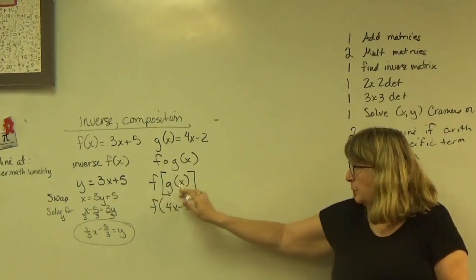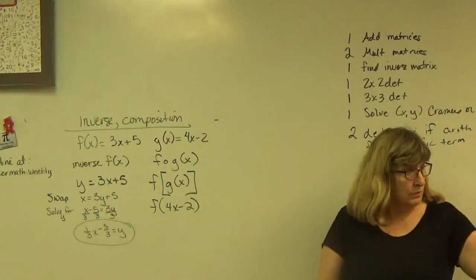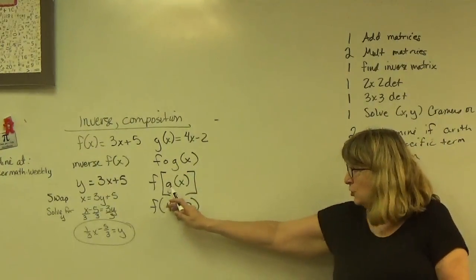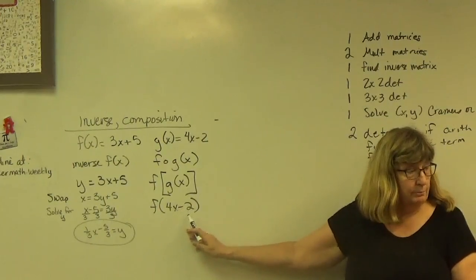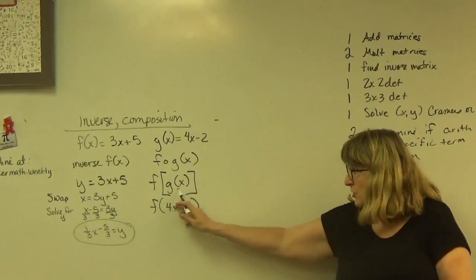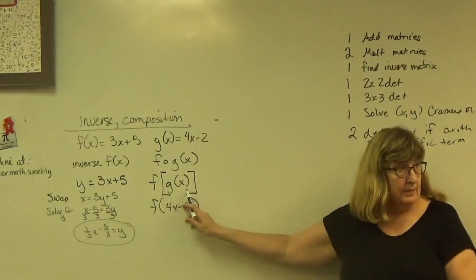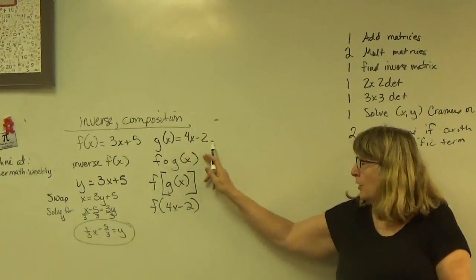This is another way, putting brackets instead of using the degree symbol. And then g of x is really 4x minus 2. And now what do I need to do? It's not g, it's f. This is g of x. G of x is 4x minus 2.